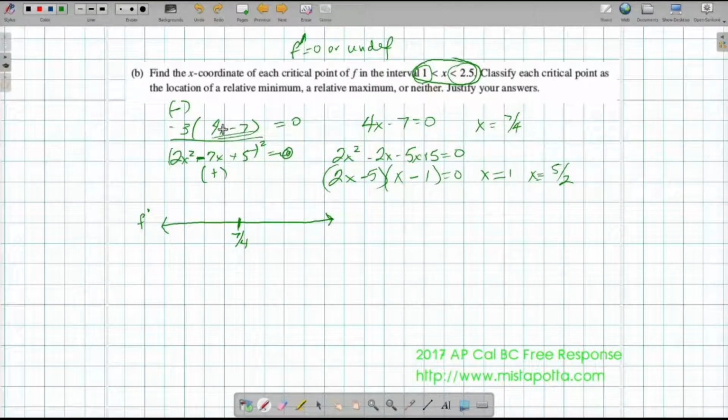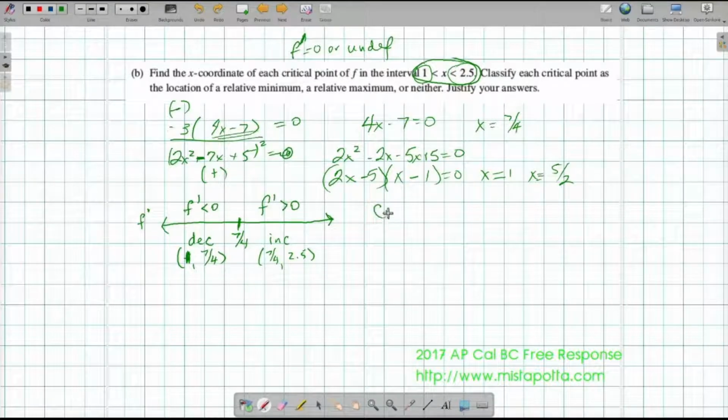So if x is less than 7/4, say if x is 1.5, 4 times 1.5 is 6, 6 minus 7 is negative 1, and because my derivative is less than 0, that means that we are decreasing on the interval from 1 to 7/4. And if I try a value that's larger, like 2, that's 4 times 2, which is 8, minus 7, which is 1. So f prime is greater than 0, which means we're increasing from 7/4 to 2.5.